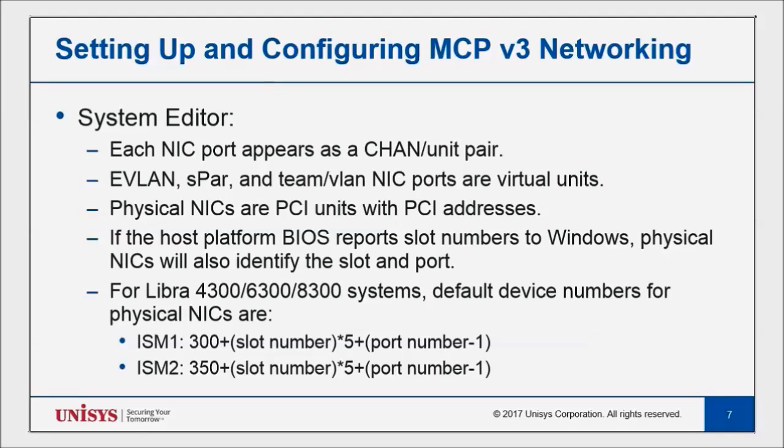And the next line is sort of an example. For Libra 4300, 6300, 8300 systems, the BIOS does report slot and port. And so the system editor is able to produce fairly nice default device numbers. As you can see, they're based on the slot and port number. So for example, if you have a 4-port NIC in slot 1 on ISM 1, the device numbers would be 305, 306, 307, and 308.